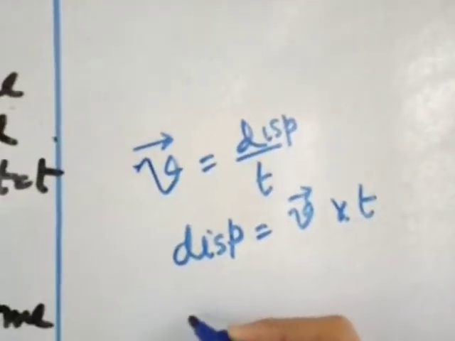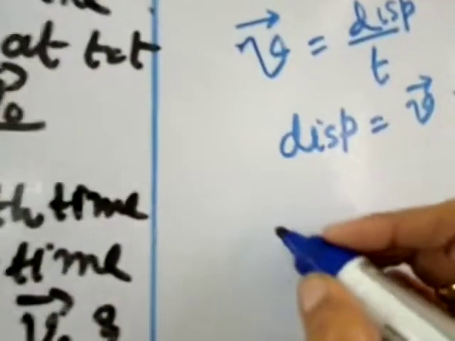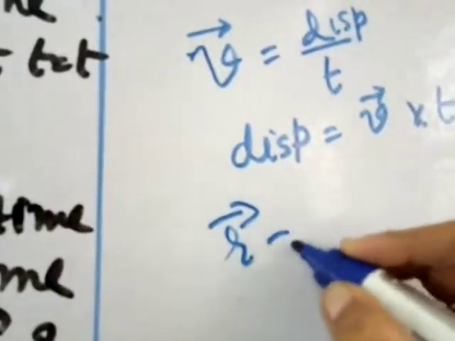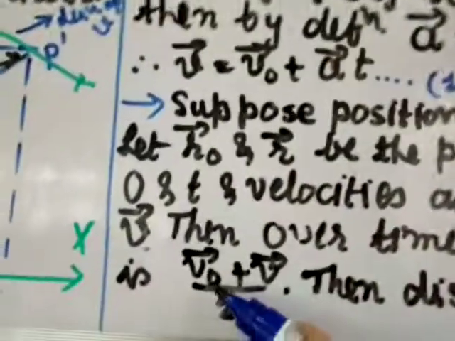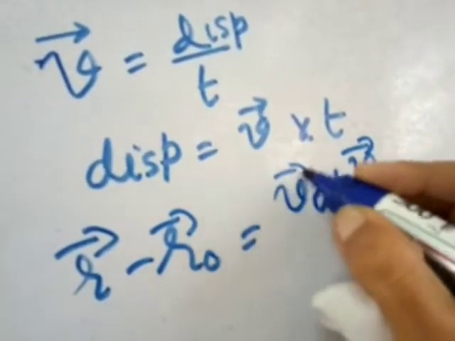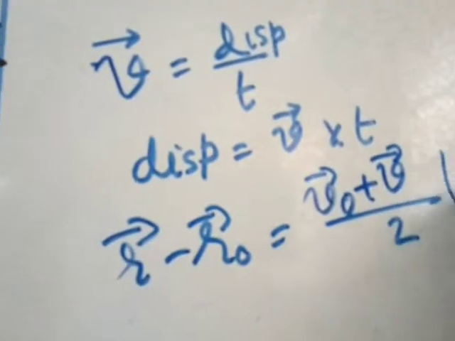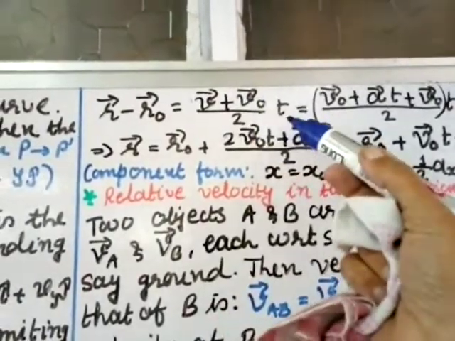Now displacement, it was initially r0 and it is reaching r. So the displacement will be vector r minus vector r0. And average velocity we are taking as v0 plus v divided by 2. So you can take here v0 plus v, both are vectors, divided by 2, and this time t. So I have written here that r minus r0 equals v plus v0 by 2 into t.